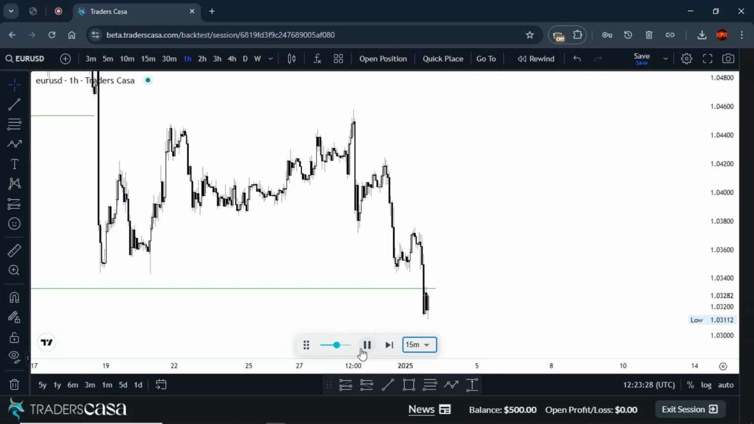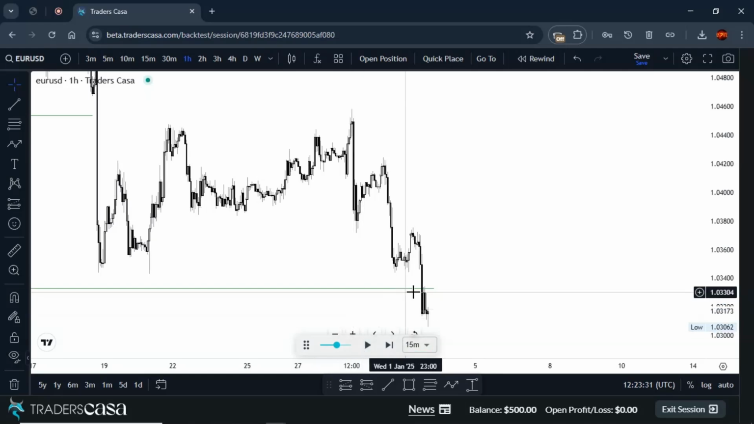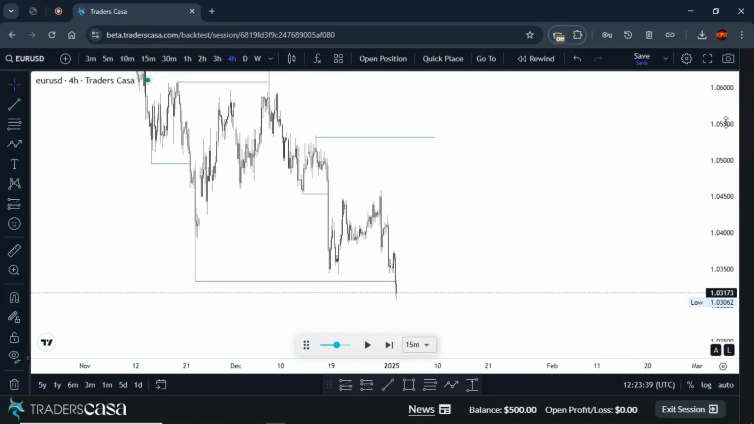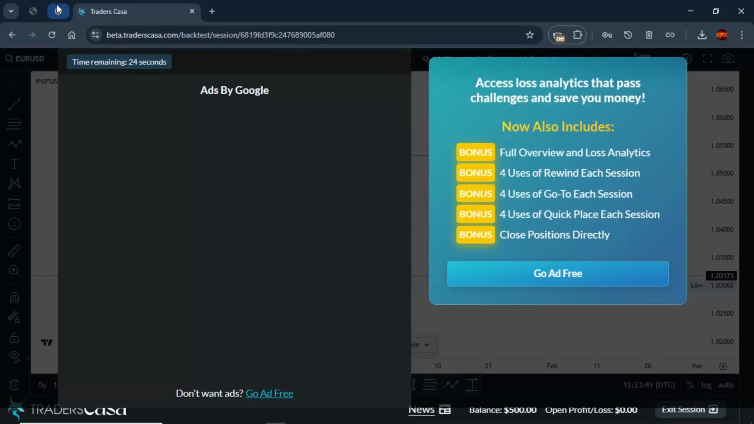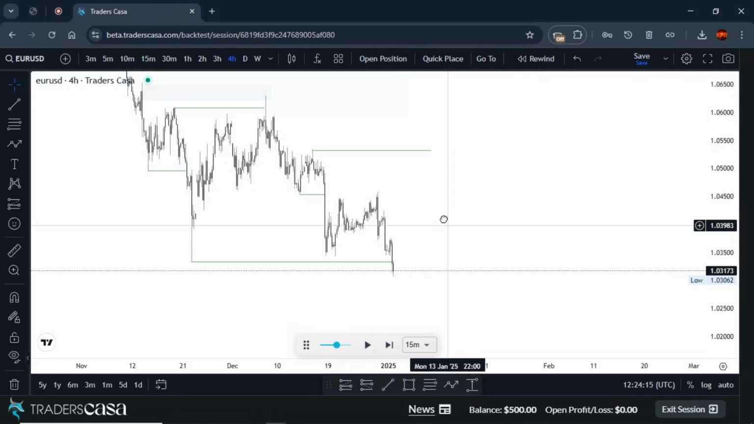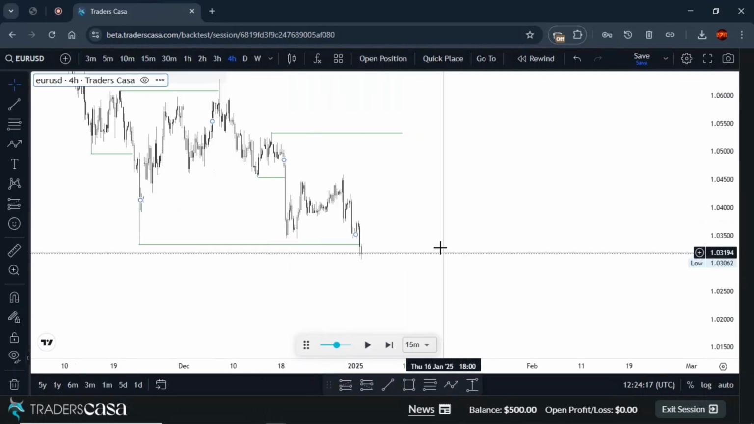Right. So what do we now have? We have a break of structure to the downside. Right. So we go back to our 4-hour time frame, and you notice that we've had a break of structure. Okay, so we've taken that external range liquidity.